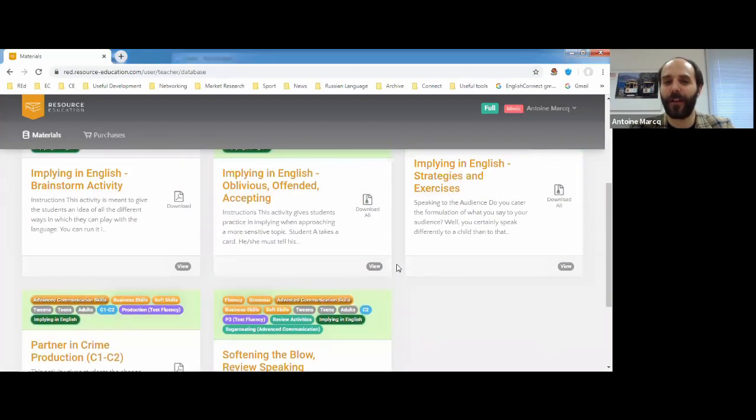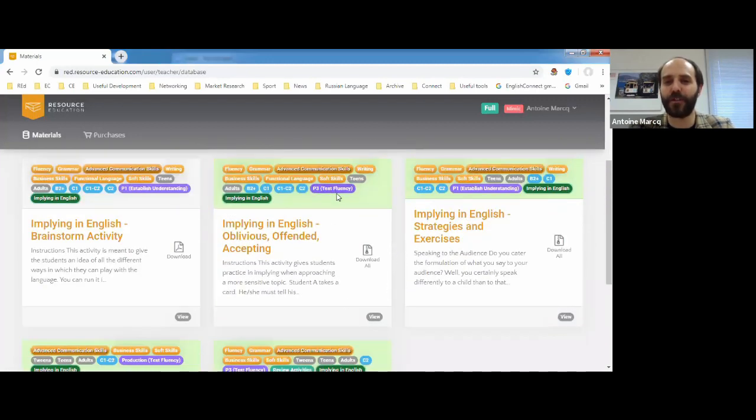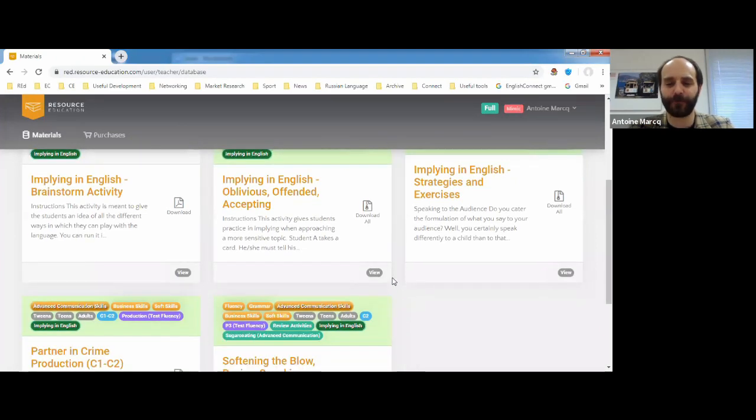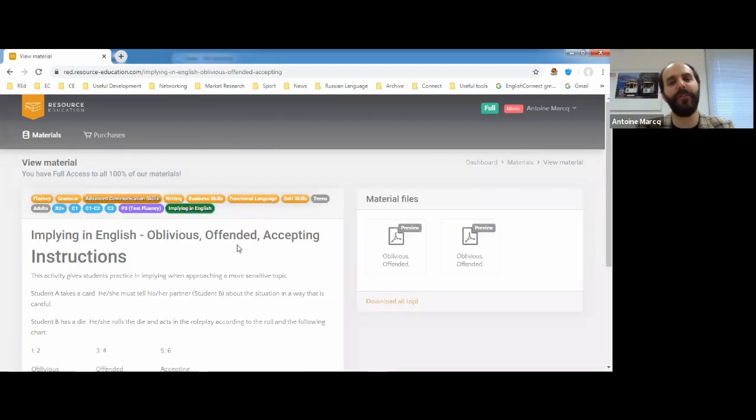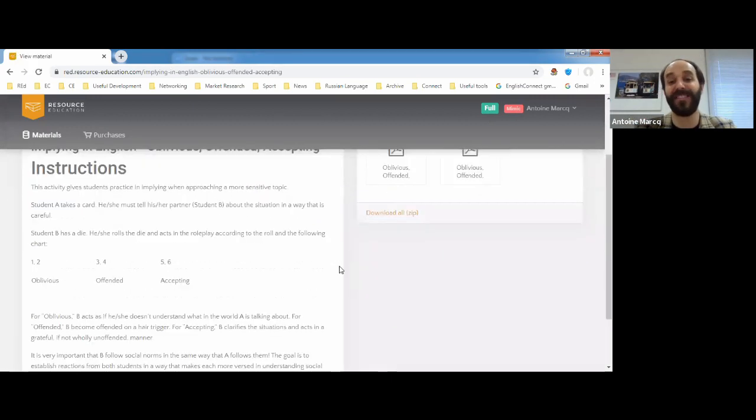So, as I said, implying in English, we have 2 more P3s. The first one is called oblivious, offended, accepting. So this is a dice based one.